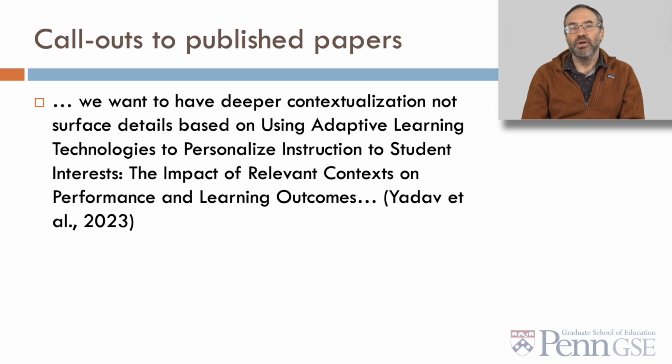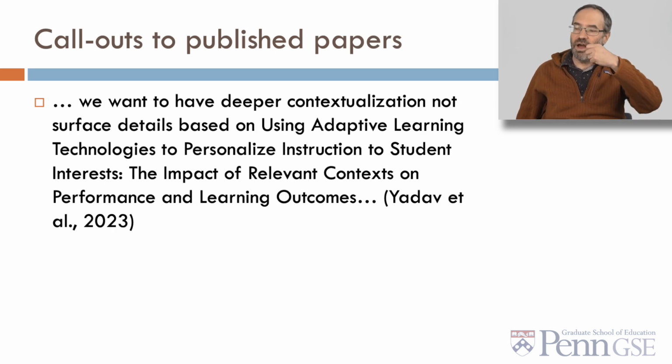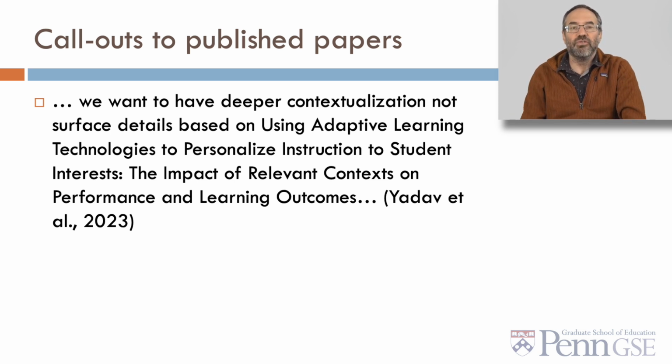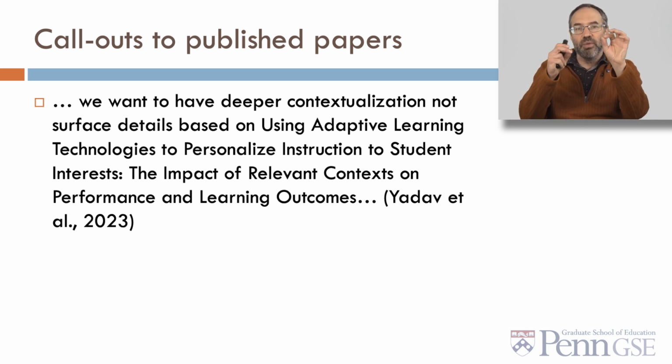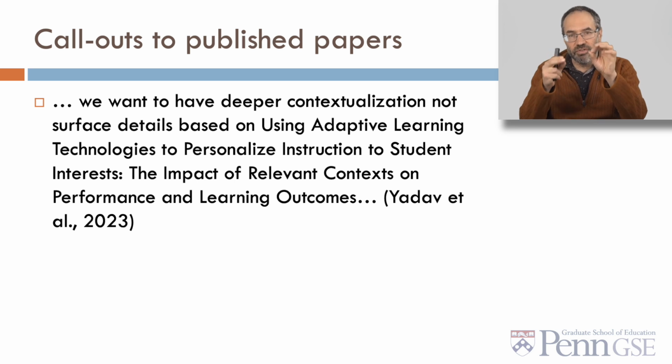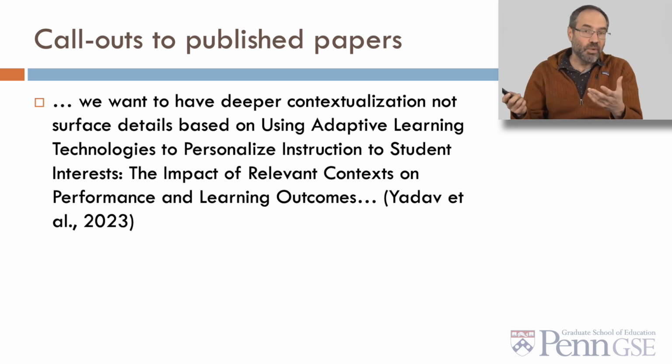Another thing you can do is make callouts to published papers. You can either do that by giving it the paper to read, or by simply referring to the paper if it's a paper that's been talked about enough on the web. So, for example, Yadav et al. said, we want to have deeper contextualization, not surface details, based on using adaptive learning technologies to personalize instruction of student interests, the impact of relevant context on performance and learning outcomes. So they actually gave it an explicit paper title to refer back to, and that worked.